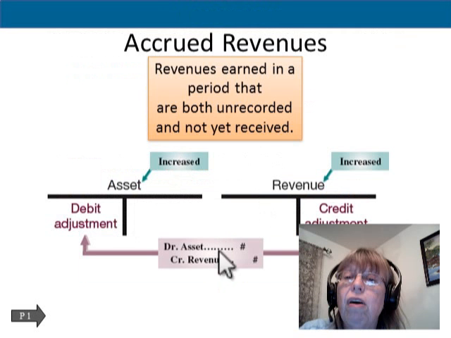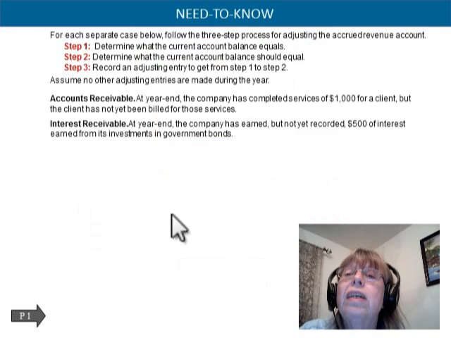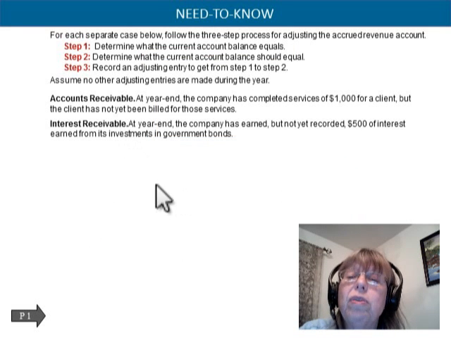Accrued revenues are things that have been earned but haven't been recorded and haven't been received yet. Basically, somebody forgot to send out a bill or hadn't gotten around to sending out a bill for those yet. For the accrued revenue accounts, we've got accounts receivable, we've got interest receivable. Those would be the accounts that you would use.